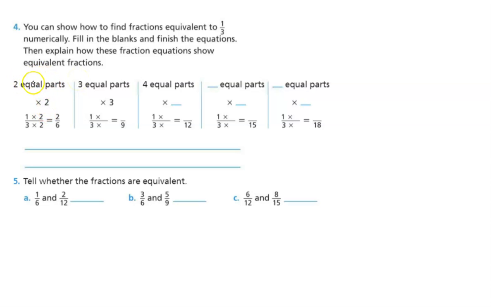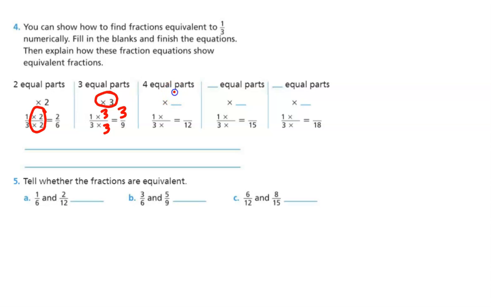If I wanted to make it 2 times bigger, that's just going to be 1 times 2 is 2, and 3 times 2 is 6. And once again, you're going to notice they're multiplying the top and the bottom by the same number. So this time, if I want to make it 3 times bigger, I'm going to multiply the top by 3 and the bottom by 3. You should be writing that with me. And that would be 1 times 3 is 3. So that shows me that 1/3 is the same as 3/9.